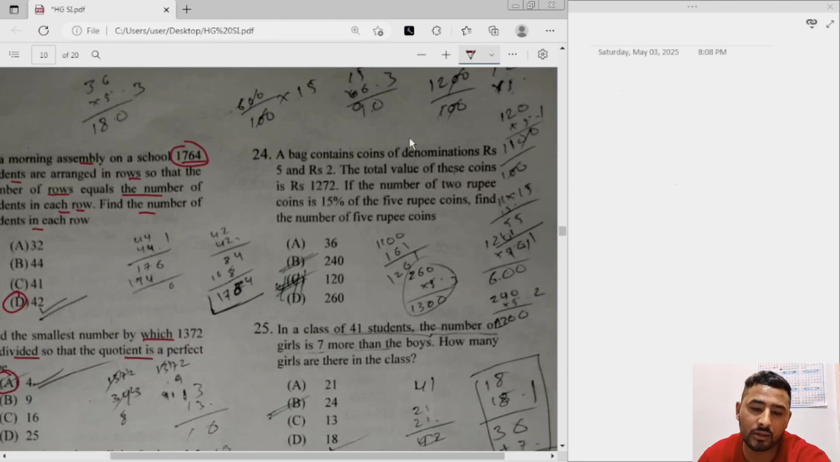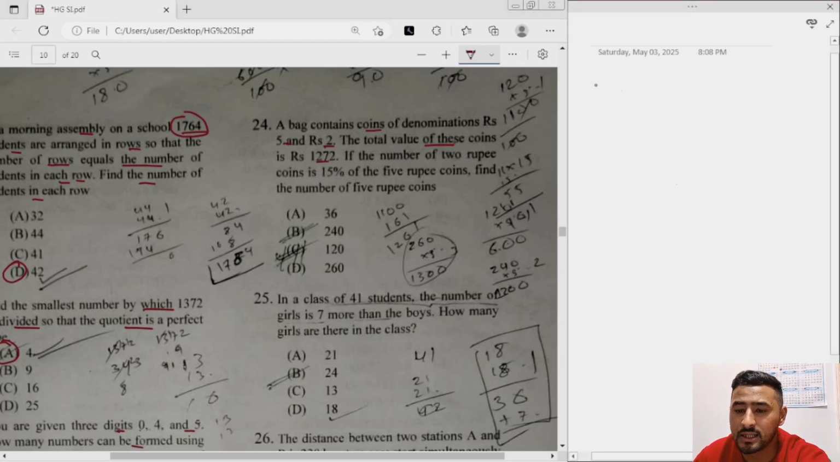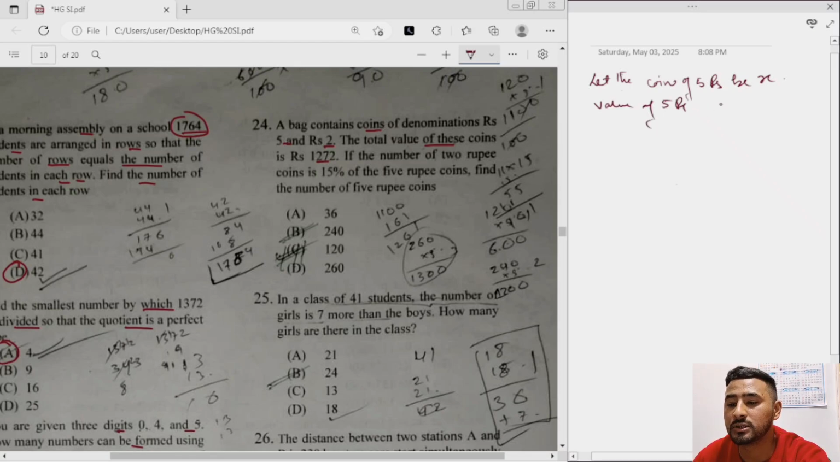24 is like: a bag contains coins of denomination rupees 5 and rupees 2. The total value of these coins is rupees 1272. Let's do it like this. Let the number of 5 rupee coins be x. If the 5 rupee coins are x, the value of the 5 rupee coins will be 5 into x, right? So 5x. And in the question it says the total value of these coins is 1272. We'll come to that.